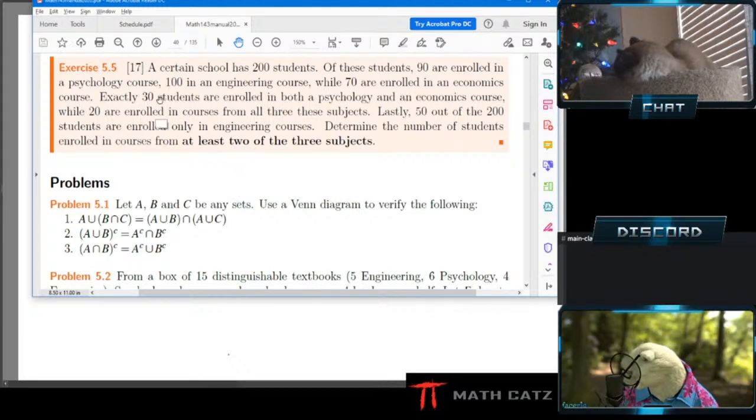7 minutes, easy, easy. A certain school has 200 students. Of these students, 90 are enrolled in a psychology course, 100 in an engineering course, 70 are enrolled in an economics course. Exactly 30 students are enrolled in both psychology and economics, 20 are enrolled in courses from all 3 subjects. Lastly, 50 out of the 200 students are enrolled only in engineering. They ask some stuff. I'm not ready for that stuff. I want to set it up first. I don't remember the number.